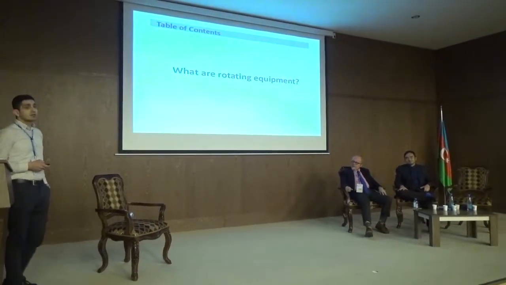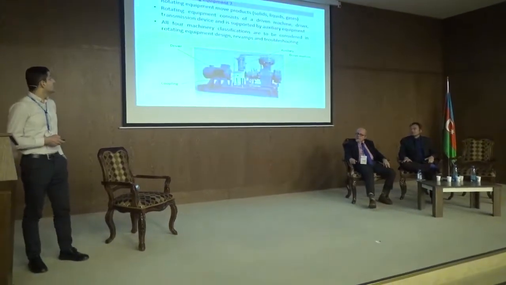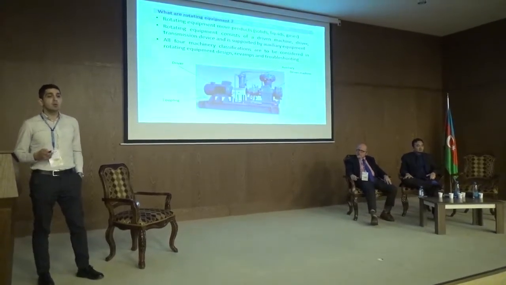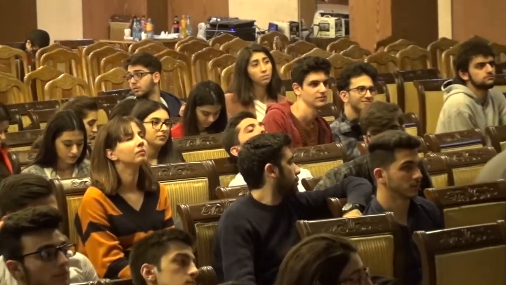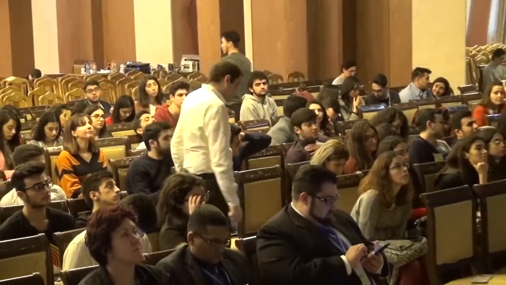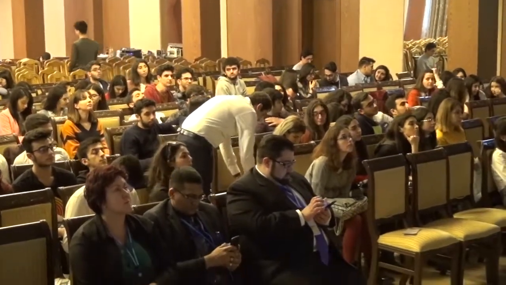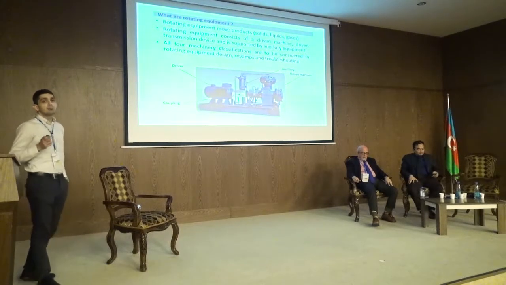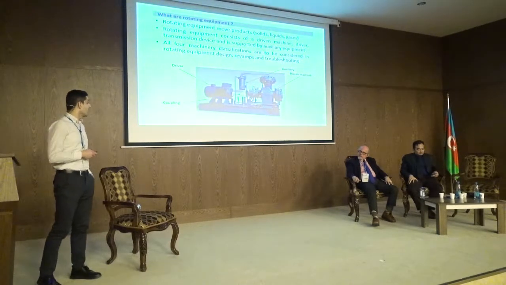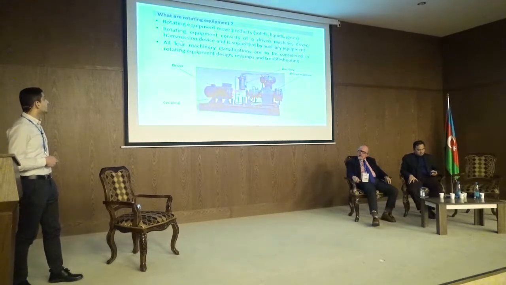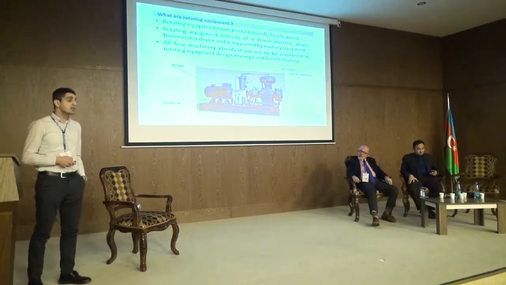So let's go ahead. What are rotating equipment? The rotating equipment are the equipment which impart or extract energy from the fluid by moving the fluid. It could be a pump, it could be a compressor, it could be a steam turbine or gas turbine. And when we talk about the rotating equipment, then we have to actually consider four important components. These are the driver, driven machine, auxiliary equipment, and the coupling.